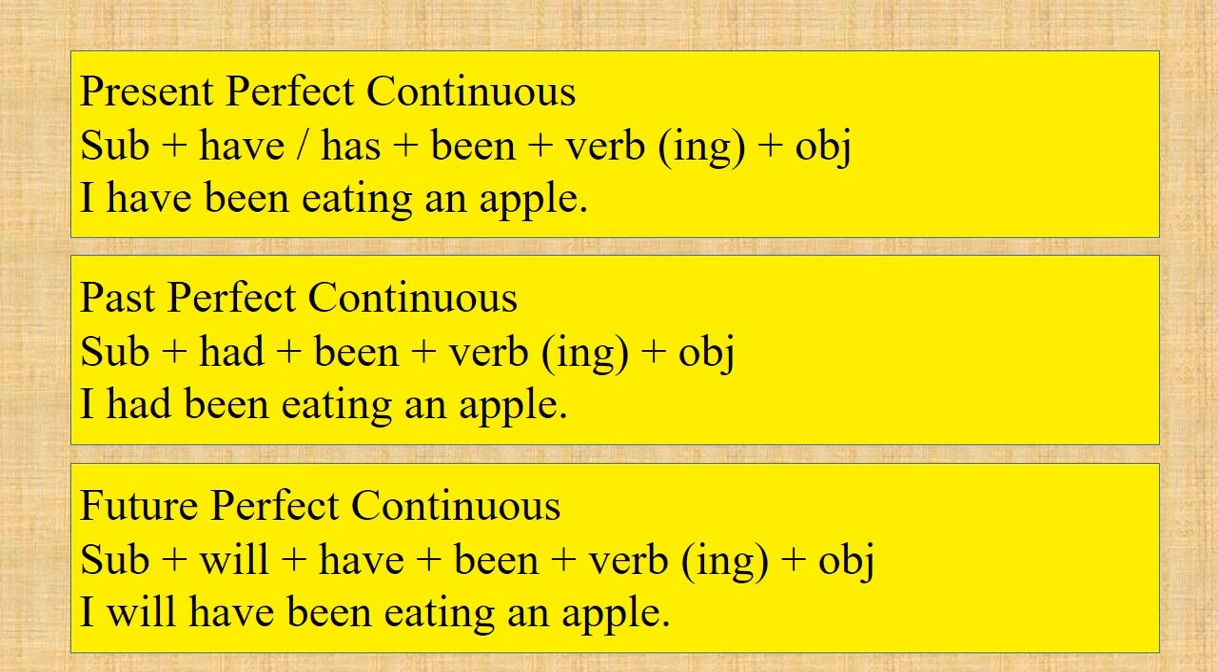Let us revise all the three tenses that we have done now. Present perfect continuous, past perfect continuous, and future perfect continuous. The formula for present perfect continuous is subject plus have or has plus been plus verb with an ing plus object. I have been eating an apple. Past perfect continuous. The formula is subject plus had plus been plus verb with an ing plus object. I had been eating an apple. Future perfect continuous. Subject plus will plus have plus been plus verb with an ing plus object. I will have been eating an apple.